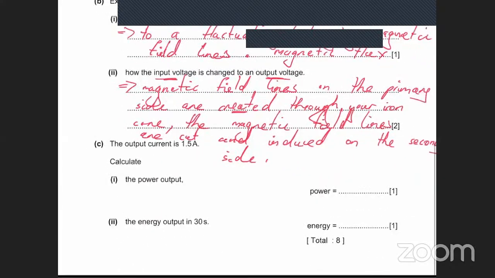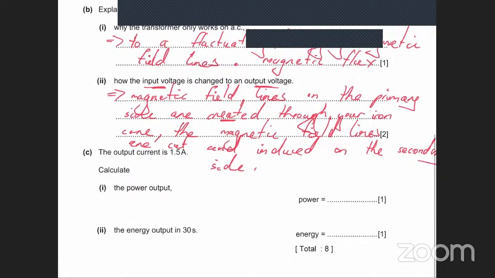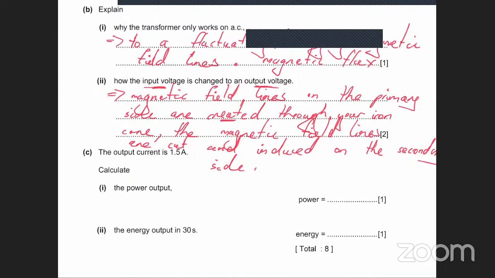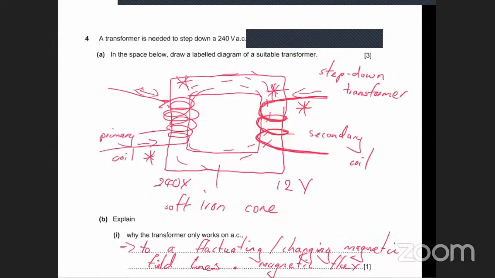Right, so now they're asking us to calculate the power output, given that the output current is 1.5 amperes. How do we calculate the power output based on that there?